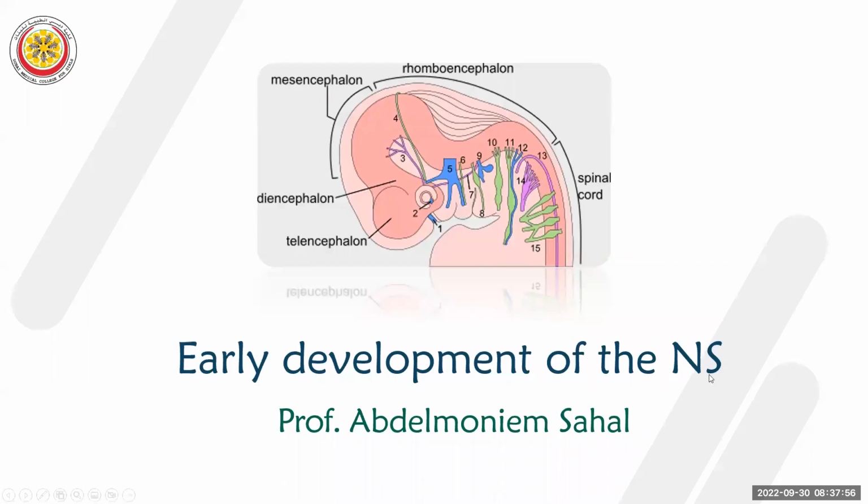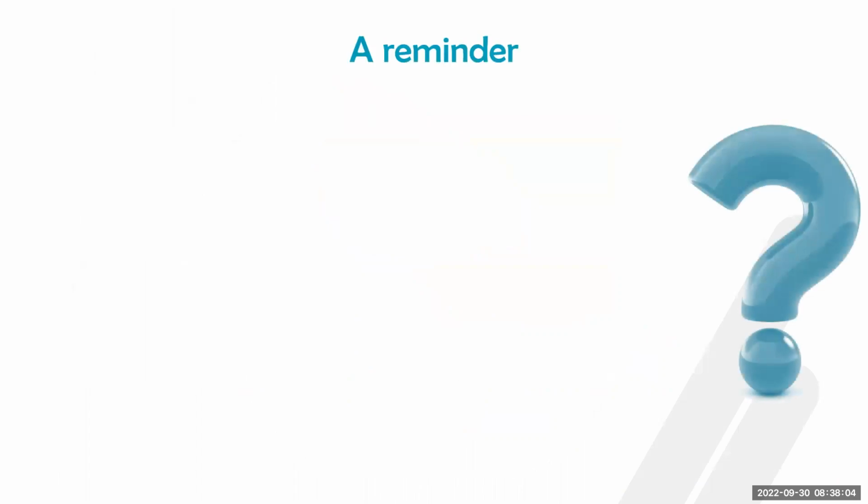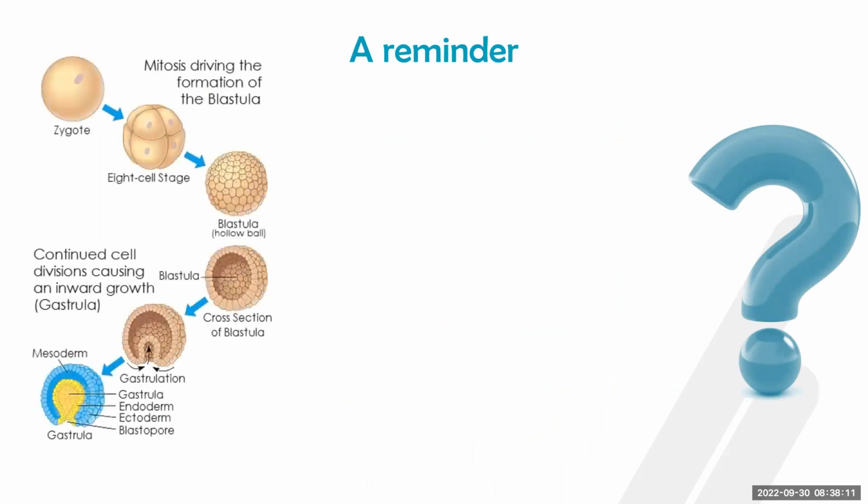Okay, the early development of the nervous system. Now we wanted to start with a reminder, as we always try to link between what we already know and what we are going to discuss. So in early development of the embryo, starting from fertilization, giving us a zygote, then division, mitosis, leading to the formation of a blastula, which is a hollow ball of cells.